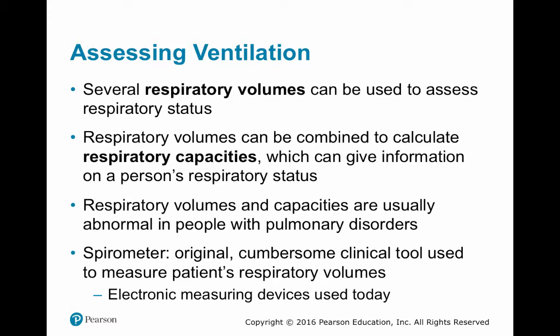Several respiratory volumes can be used to assess respiratory status, or how well you're breathing. Respiratory volumes can be combined to calculate what's known as respiratory capacity, which gives information on a person's respiratory status. Volumes and capacities are usually abnormal in people with pulmonary disorders. And spirometers can be used.